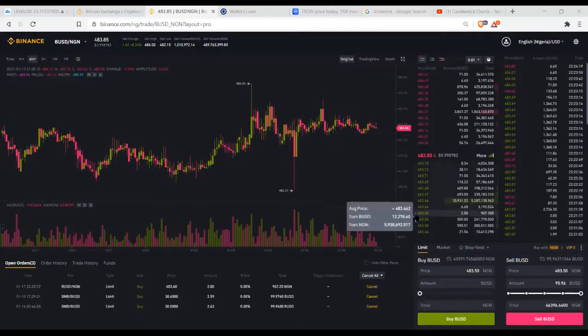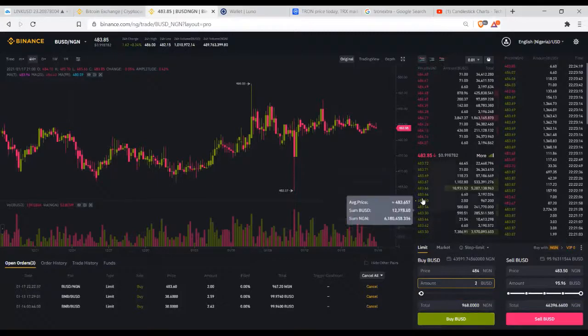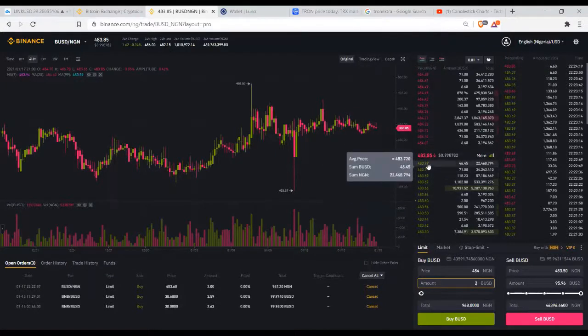Now you're a buyer. I want to buy low. So as a buyer, I'm always placing a lower price. See something: if I place a price at 484, you know this is 483, it means the highest buyer is 483.7. If I just place 484, $2, and click this buy, you won't see it on this queue. And you know why? Because it will be automatically swallowed up since it is higher than the highest buyer.